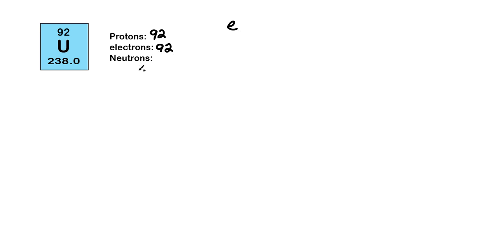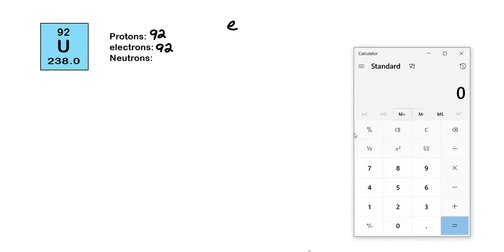So 92. Neutrons, well, let's do it the quick way. In chemistry, you're allowed to use a calculator. So let's take our 238, which is our atomic mass, and let's subtract our number of protons of 92, and that gives us 146 neutrons.